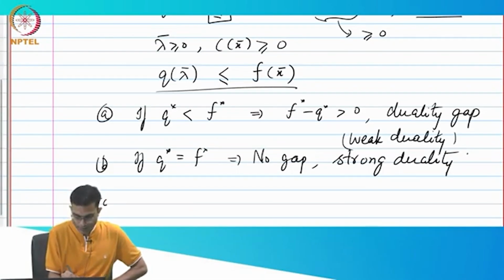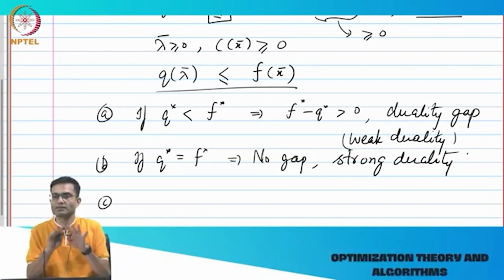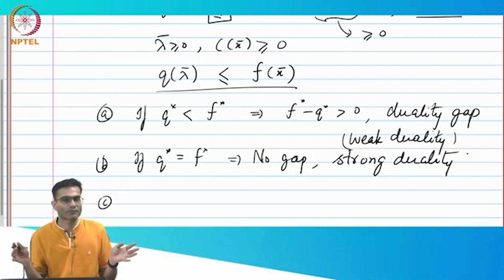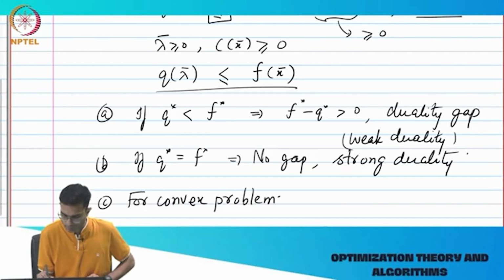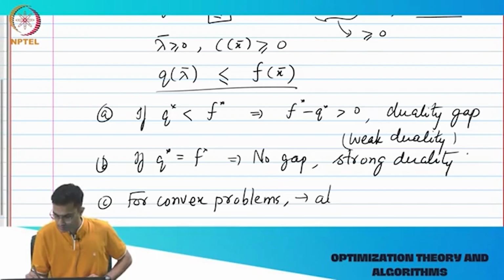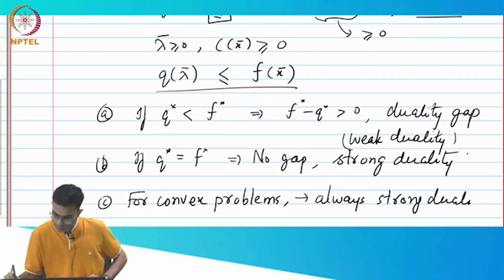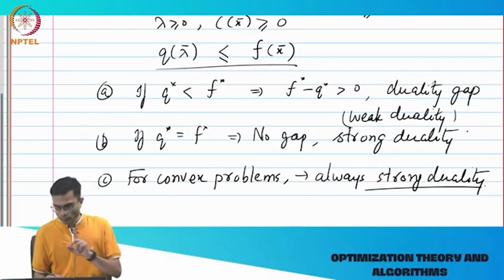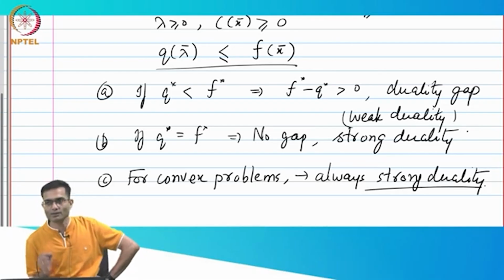And the final statement I am going to make over here, without proof I am going to state it, but this is one of the major things that distinguishes convex and non-convex optimization. For convex problems, the duality gap is always 0. For convex problems, let's just say always strong duality. Okay. So always strong duality, there is one small asterisk, which is terms and conditions. So there is one terms and conditions over here.